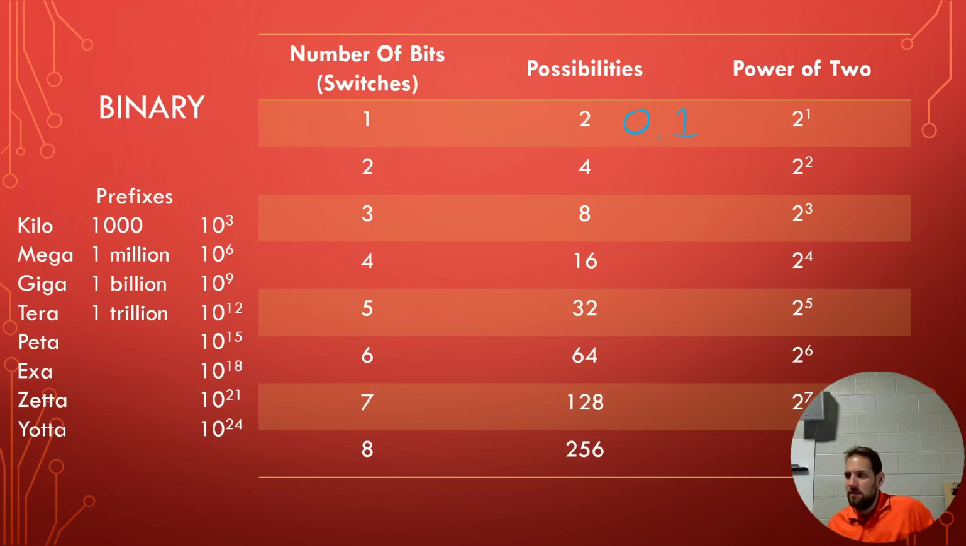And that's it. For our traditional math system, we use base 10, 0 through 9. There are ten possibilities for each spot. But for computers, there are only two. It's either on or off. True or false. Those are the only options.